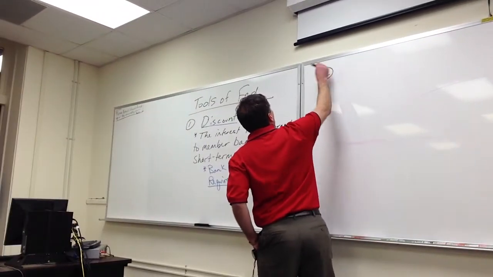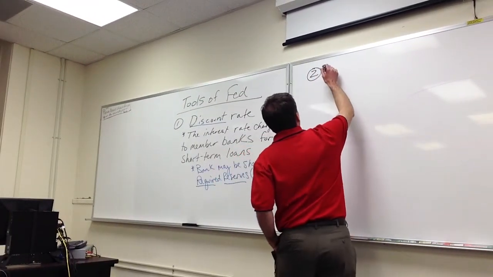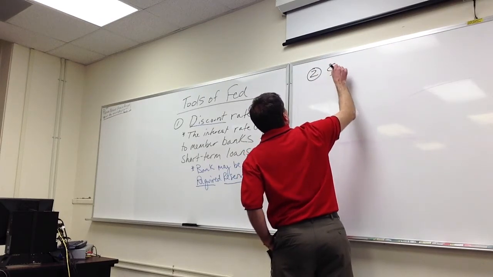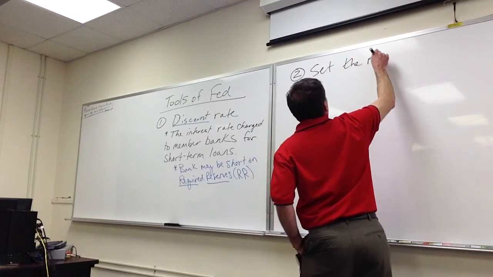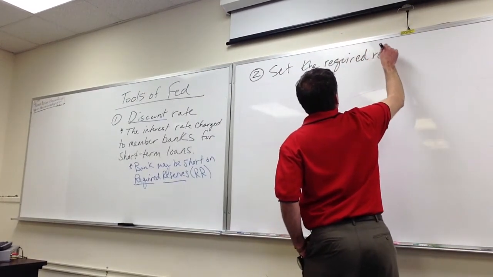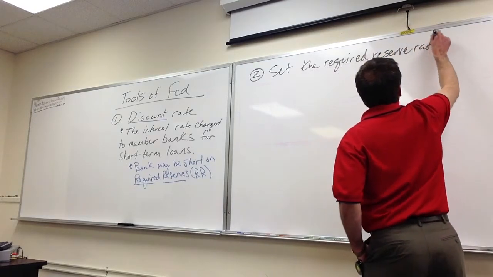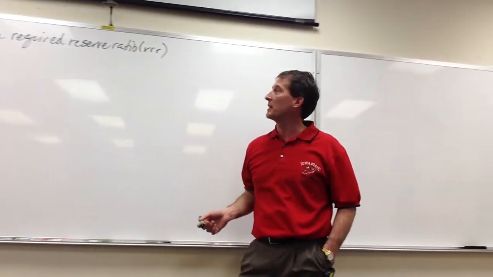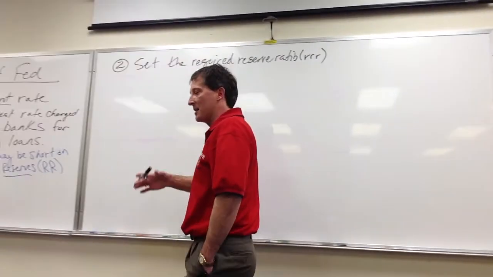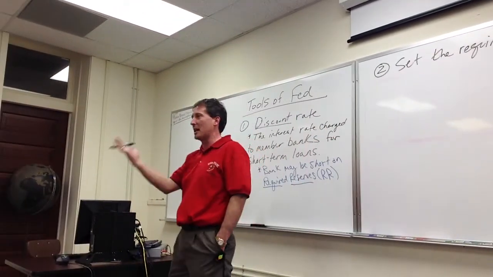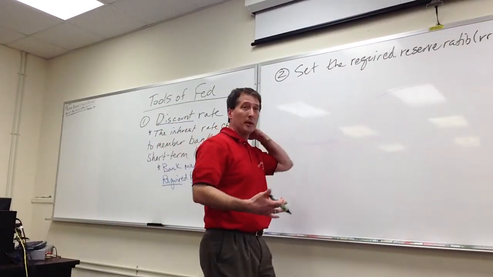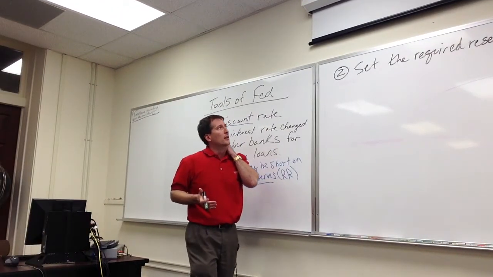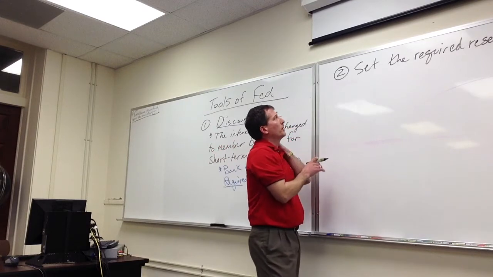Number 2 is tied into our first bullet point. They set the required reserve ratio. That is the fraction that needs to be held back. I called it little RRR last time. We did a short little equation. Some amount of deposits have to be held back. If it's 10%, it's 10%. If it's 11%, then there's a little bit more that can't be loaned out. We'll see the impact of that here in a little bit. So they set the required reserve ratio.